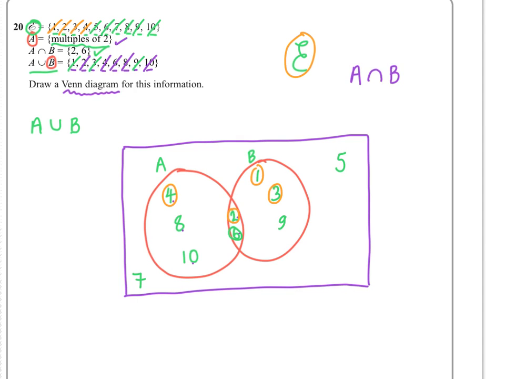Now, I think there's one little thing that I have to do for the Venn diagram, and I'm not quite sure of this, and I'm sure someone will tell me. And that is, I think I have to put the symbol outside here.